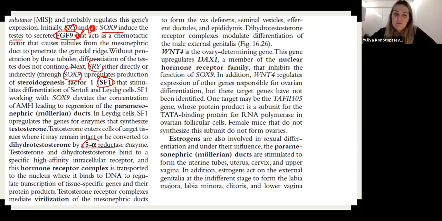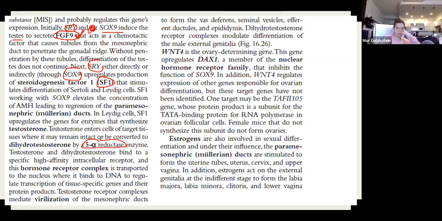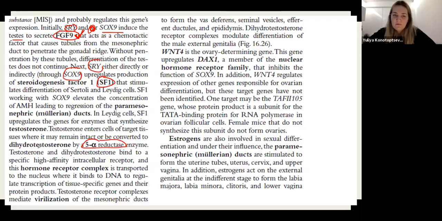5-alpha reductase, you remember? What does it do? Converts the dihydrotestosterone to testosterone. The opposite. So the opposite. Testosterone to dihydrotestosterone will be converted by 5-alpha reductase, and dihydrotestosterone is way more active than testosterone, as you remember.